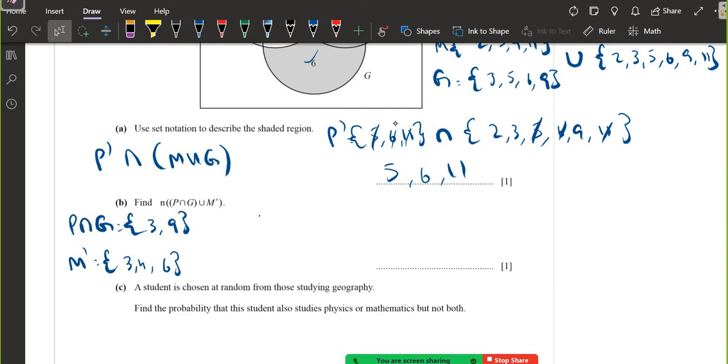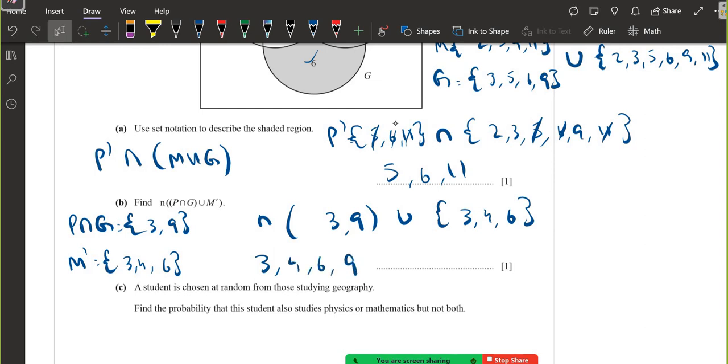Now the question is saying N of P intersection G, which is 3, 9, union M complement, which is 3, 4, 6. So we write all the numbers together, 3, 4, 6, 9. And then we add all of these numbers up, which gives us an answer of 22. So N is basically 22.